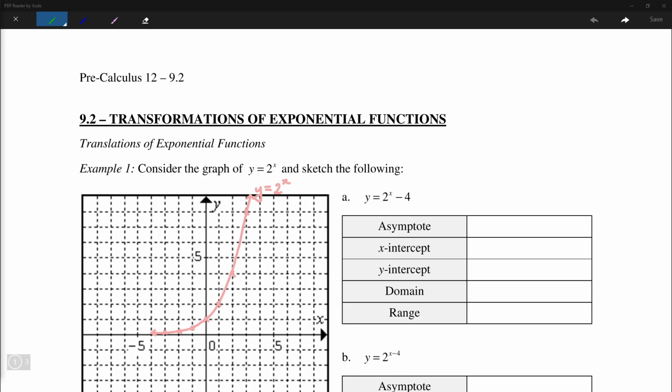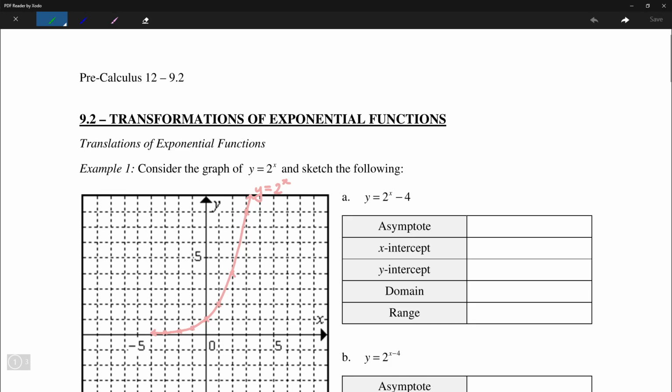Hello everyone, so today we're going to go over section 9.2, transformations of exponential functions. So we'll begin by looking at example 1. We are going to consider the graph of y equals 2 to the x, which is already sketched on the grid, and we are going to compare it to y equals 2 to the x minus 4, and also y equals 2 to the power of x minus 4, so slightly different there.